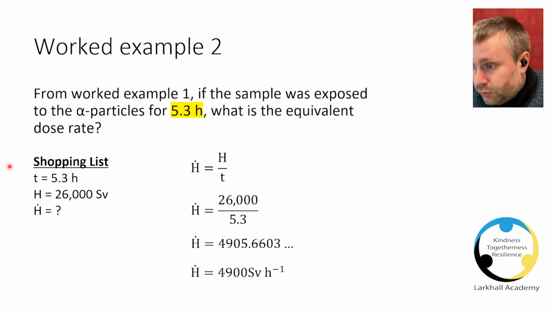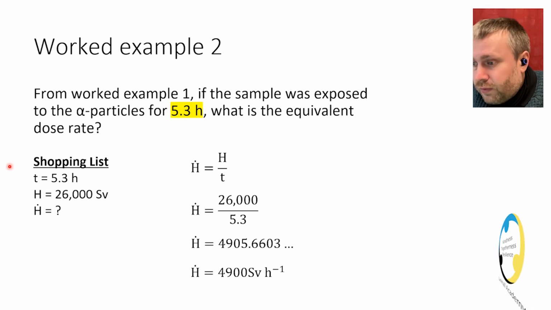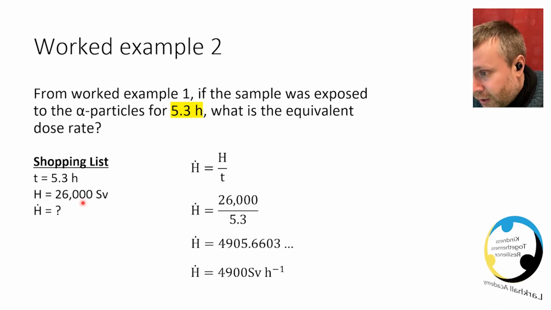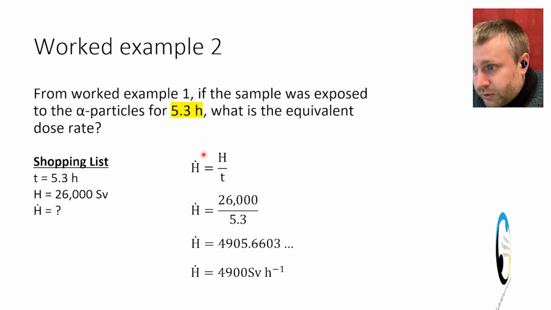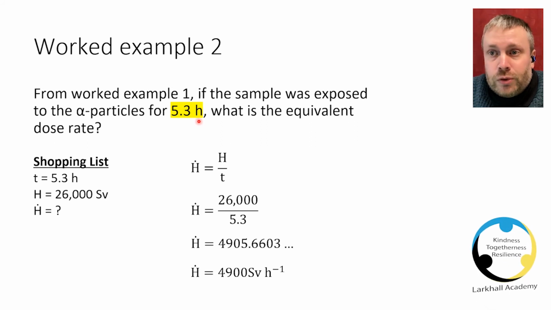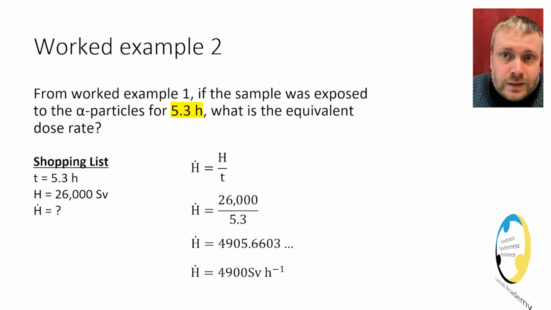So we can say the equivalent dose rate is equal to 4,900 sieverts per hour. Now notice that's per hour. I've left that as hours here because that was given to me in hours in the question. And it's as simple as that.